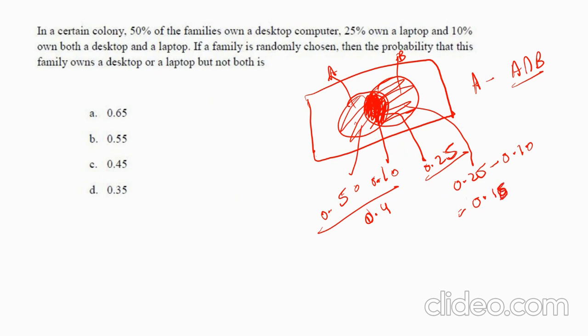So these are the families which have desktop not laptop, and these are the families which have laptop not desktop. If we add these two, we will have the probability that a family owns a desktop or a laptop but not both. So it will be 0.4 plus 0.15, so it will be 0.55. This will be the answer. Okay.